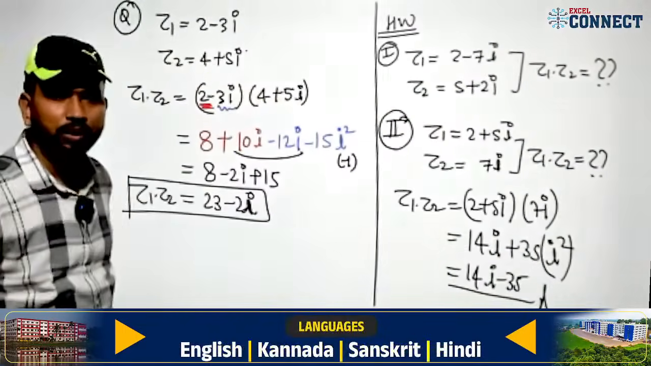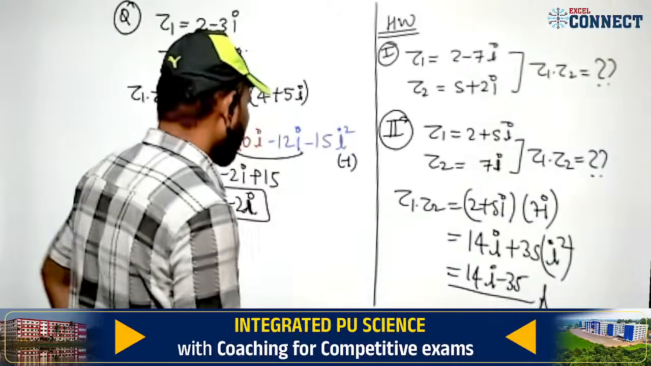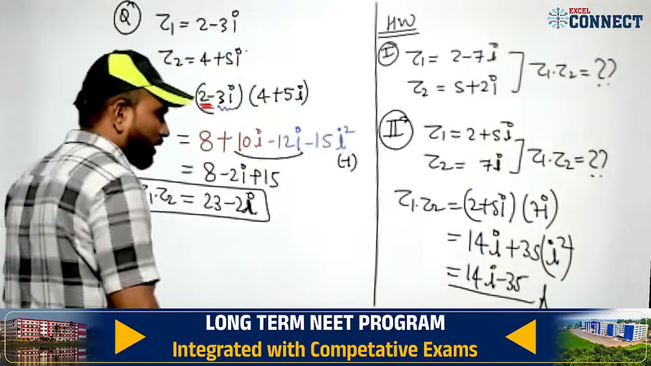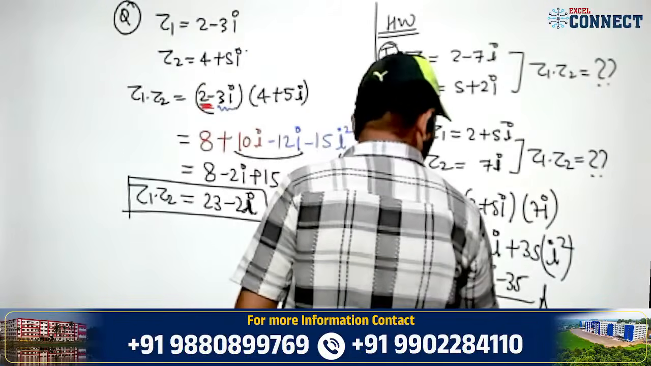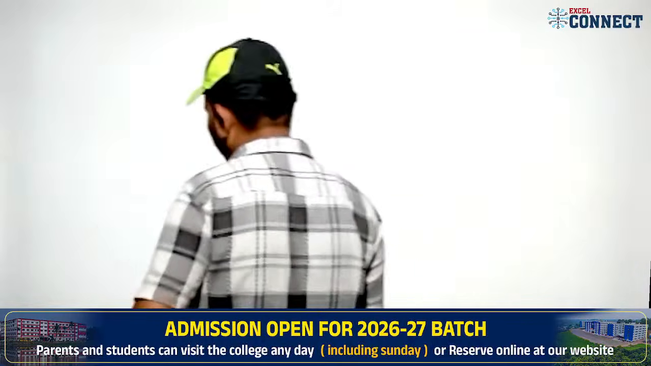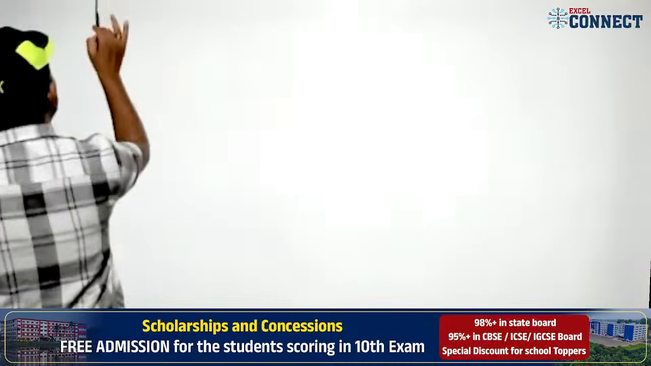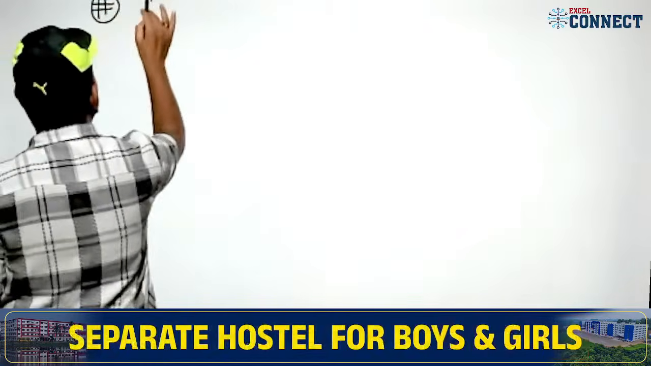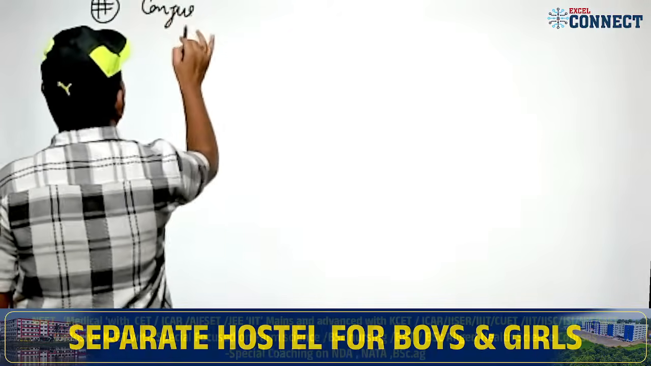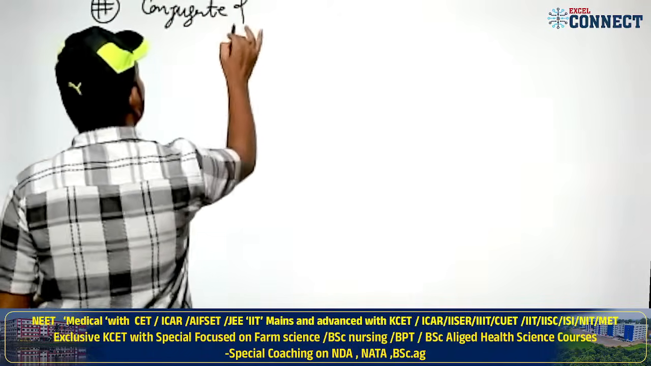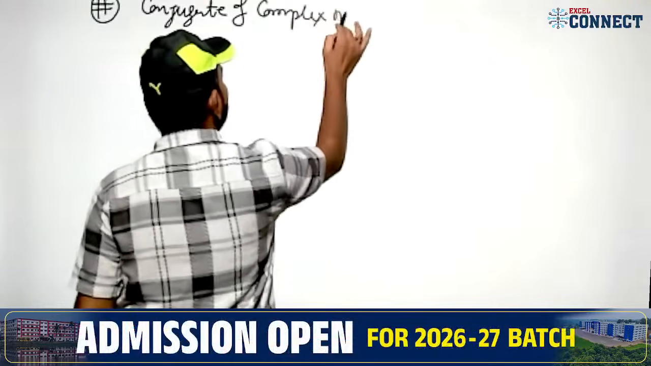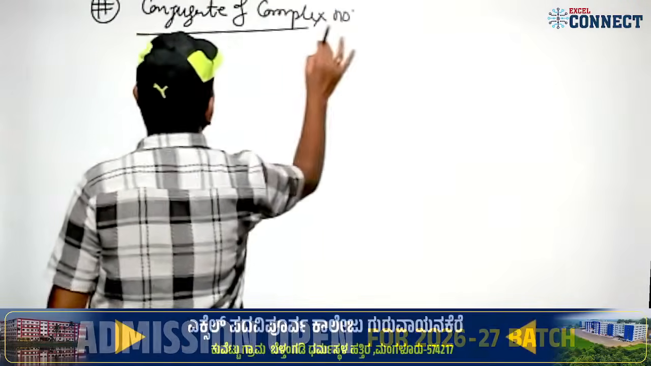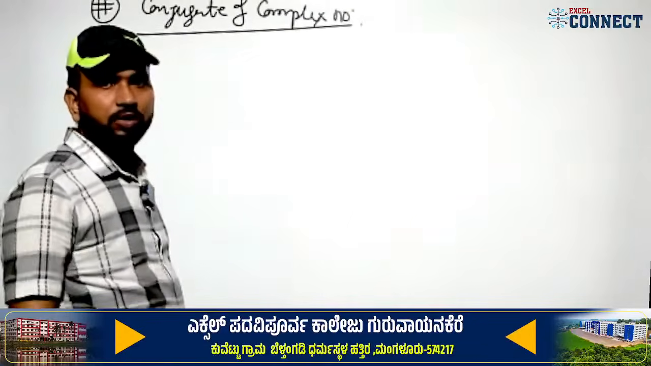Okay. Now come to the multiplication portion. Before this multiplication, I want to discuss one concept: the conjugate of a complex number. What is the meaning of conjugate?